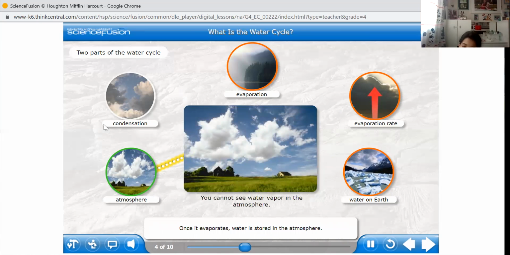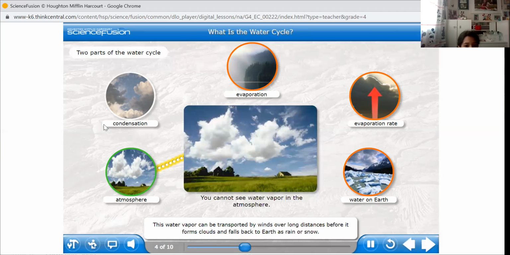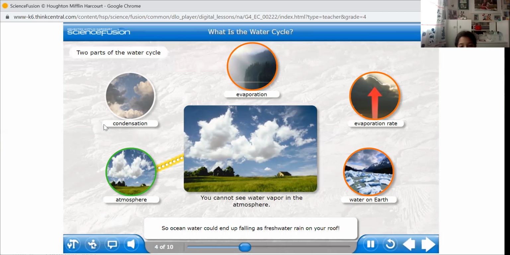When water evaporates, water is stored in the atmosphere. This water vapor can be transported by winds over long distances before it forms clouds and falls back to Earth as rain or snow. So ocean water could end up falling as freshwater rain on your roof.